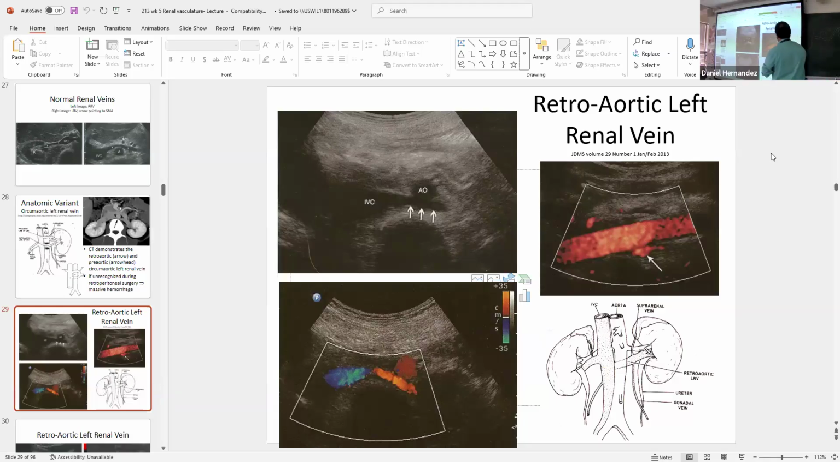Some patients might have a retroaortic left renal vein, so the entire left renal vein is just posterior to the aorta. So again, with this condition, we can sometimes wind up with compression of that left renal vein between the aorta and the patient's spine. Just kind of see how posterior everything is.